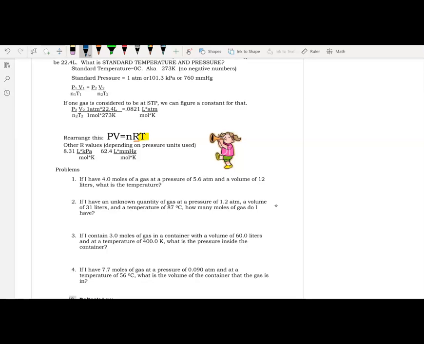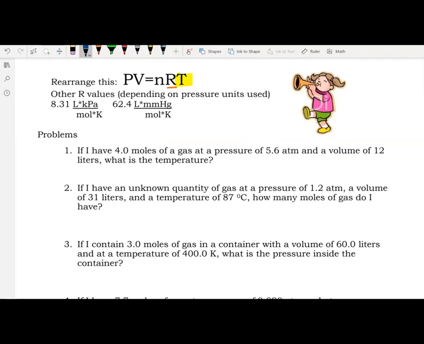So now we're going to solve some problems. Okay? It says, if I have 4 moles, what variable does 4 moles correspond to in PV = nRT? N. At a pressure of 5.6 atmospheres, what variable is that? P. And a volume of 12 liters, what variable is that? V. What is the temperature? So we're going to solve for T. How do I get T by itself, algebraically?